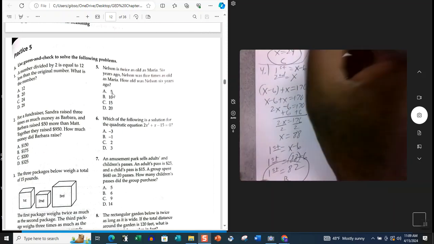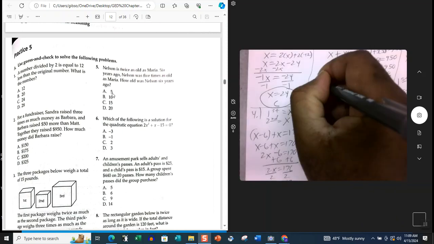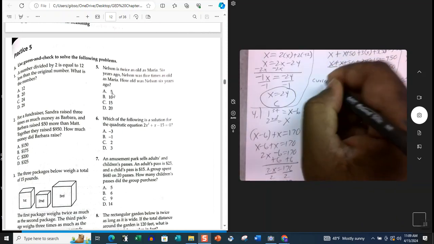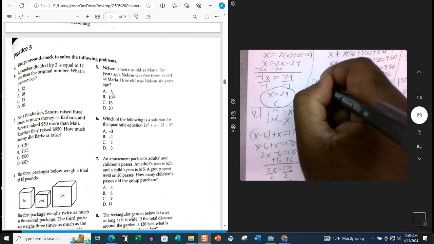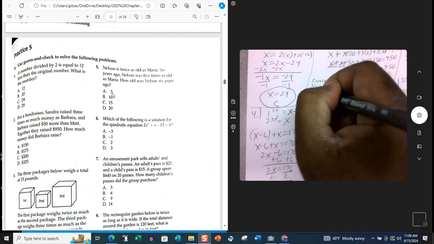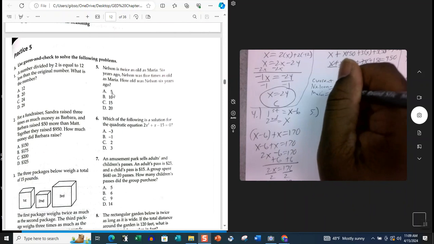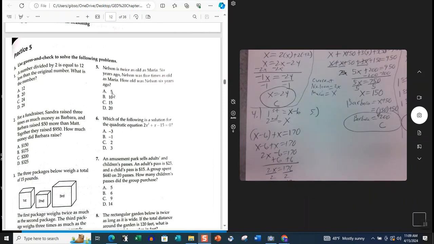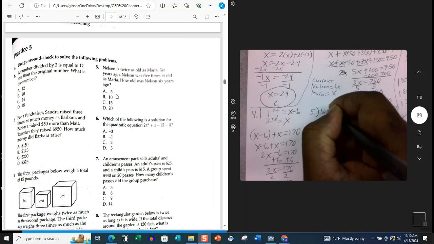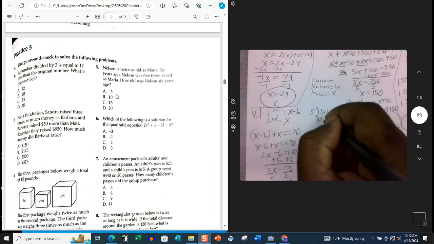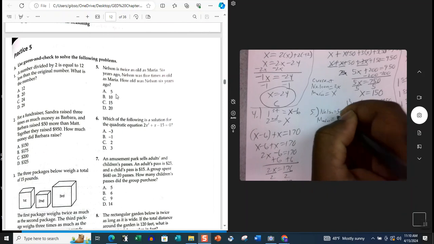So we're going to do the current age. Let me write it up here. Current. So the current age, they say that Nelson, let me do Maria. So Nelson would be 2x and Maria would just be x. So now if we do 6 years ago, Nelson was 5 times as old as Maria. So if A is correct, that means that Nelson would be 5. Then Maria, you have to divide this by 5. Maria would have to be 1.